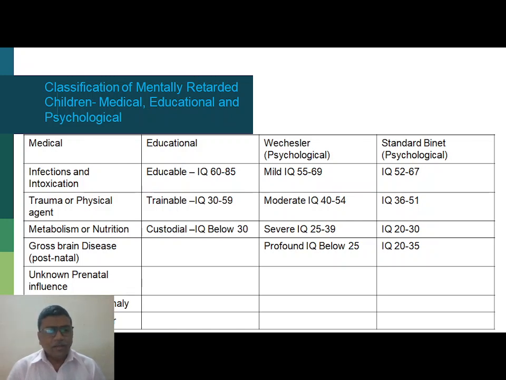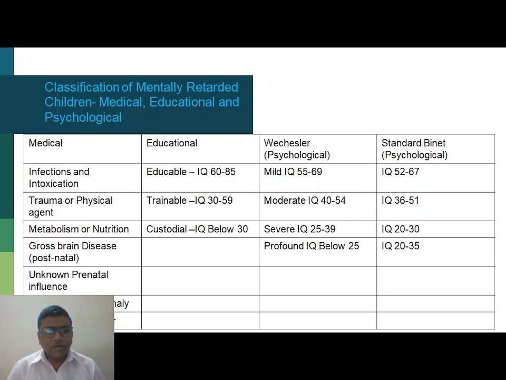In medical, gross brain disease, that is postnatal. So there is no category in the educational. Whereas in Wechsler psychological, it is profound, IQ is below 25. Whereas in the Stanford-Binet psychological aspect, it is IQ below 20 to 35.